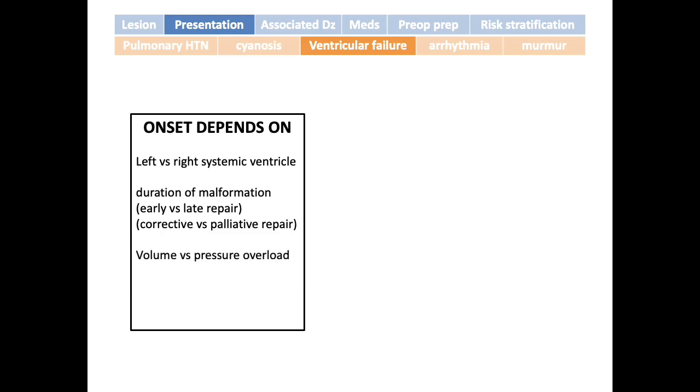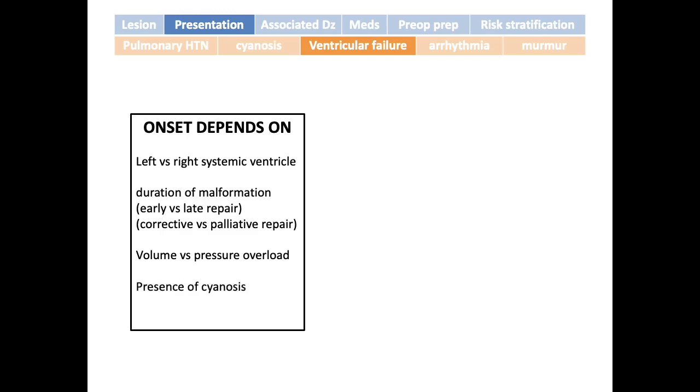Volume overloaded ventricles fare worse than those which are pressure overloaded, as they are extremely sensitive to increased afterload, which may fluctuate physiologically. However, a pressure-overloaded ventricle is also at risk of failure, due to a low tolerance for oxygen supply-demand imbalance to the concentrically hypertrophied myocardium.